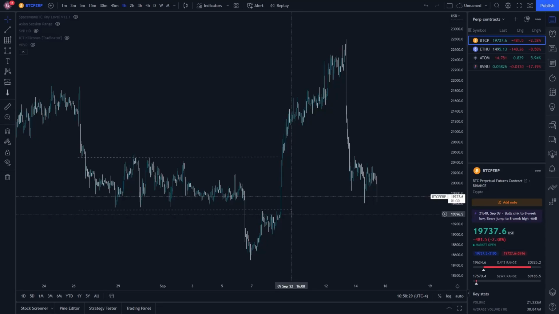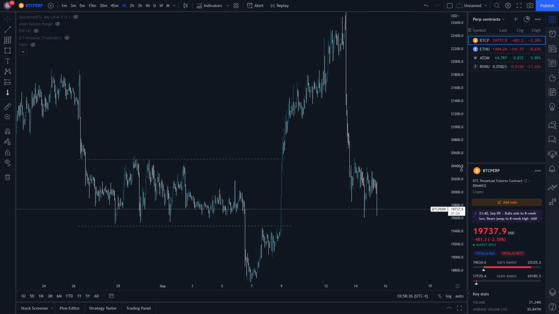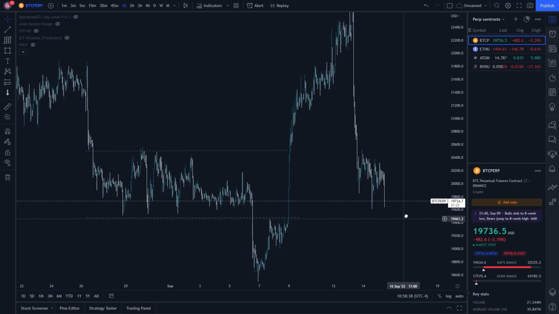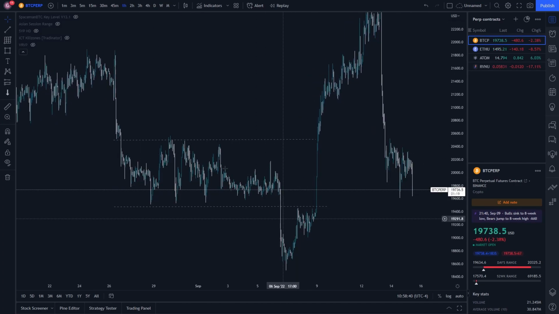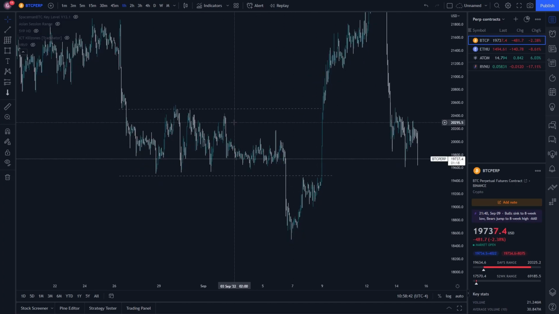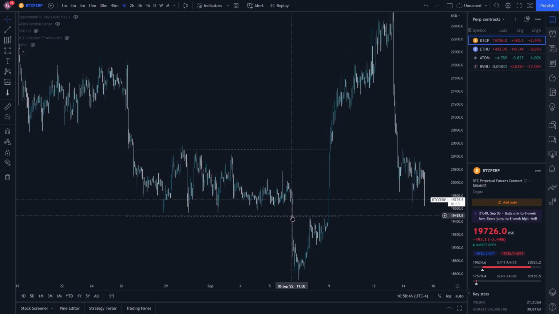Well. Would you believe it? I was right, eh? So if you remember last video, which I'm gonna link to the top right now, we were in this range, right? And I said, look for a deviation of this range and counter trade that.